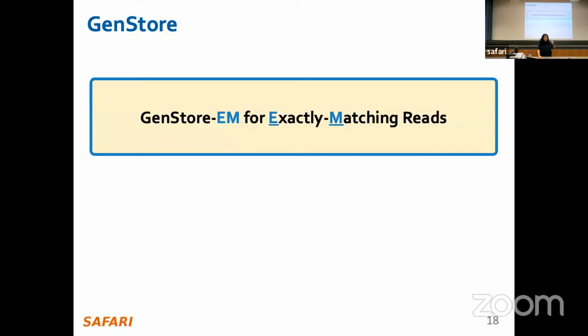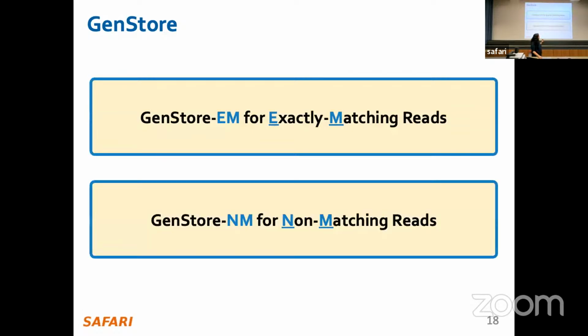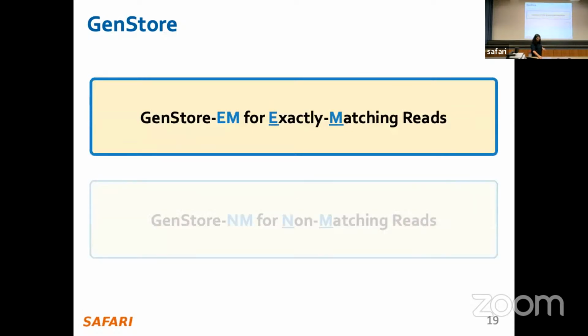So what we do is a thorough analysis of the read mapping process for reads with different properties and different degrees of genetic variation across different species. And according to the opportunities existing there, we designed two low-cost storage filters: GenStore EM for exactly matching reads and GenStore NM for non-matching reads. Let's take a closer look at GenStore EM.